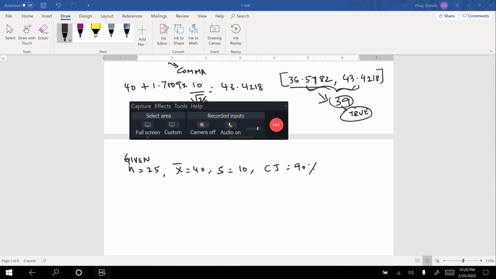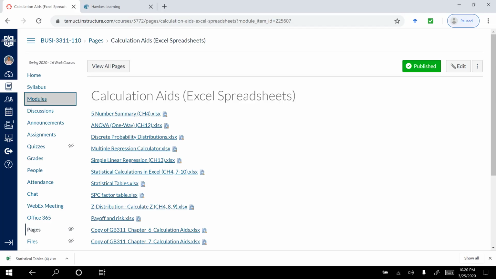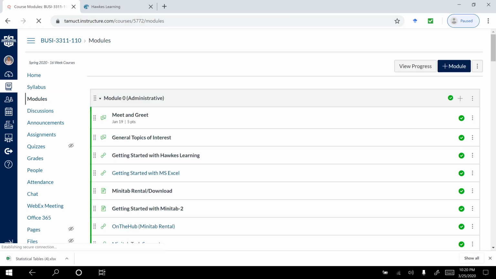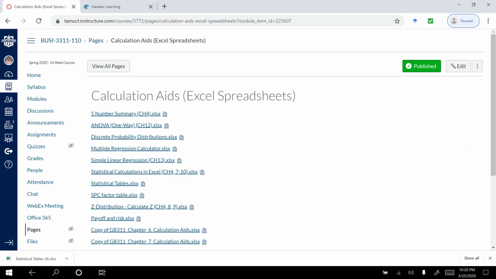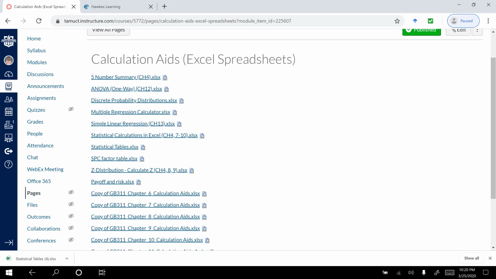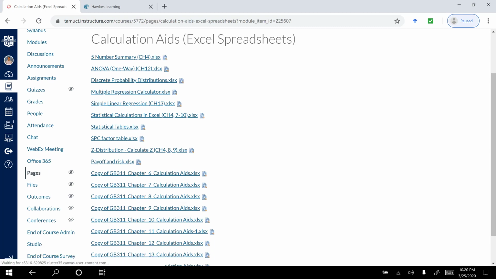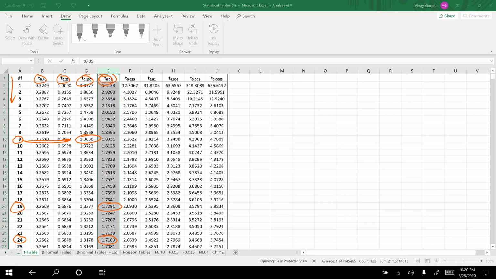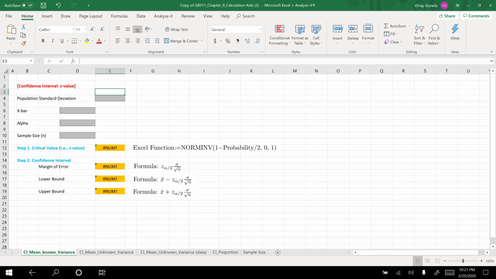So I will go to our calculation aids. Again I will go to modules, module 0, go to calculation aids, and download the chapter 9 calculation aids, and then open it. So this is what you will look at. Which sheet to use is the important thing here.